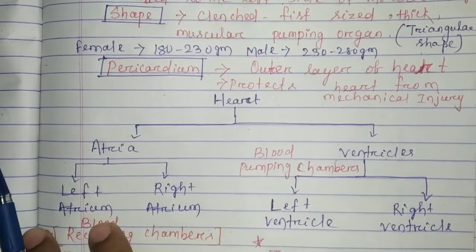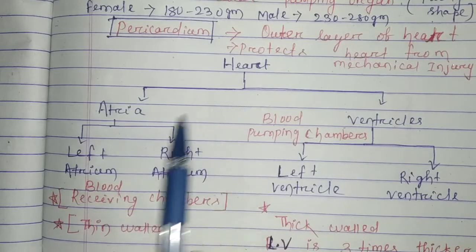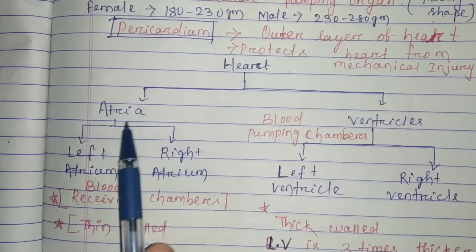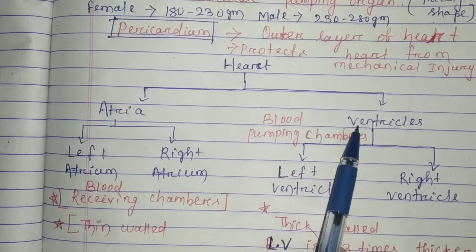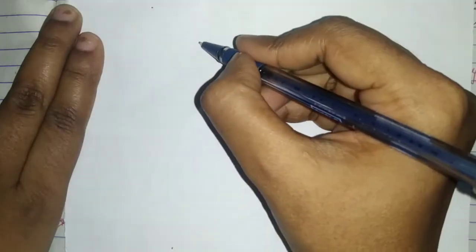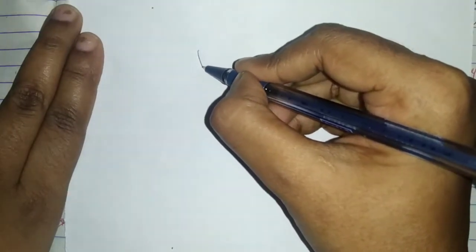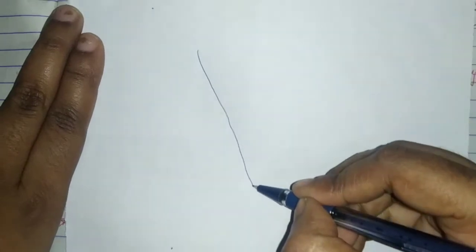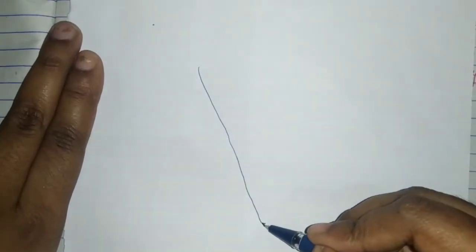Coming back, the heart is divided into two parts: the upper part, atria, and the lower part, ventricle. So let's draw the human heart, slightly tilted towards the left, triangular in shape.